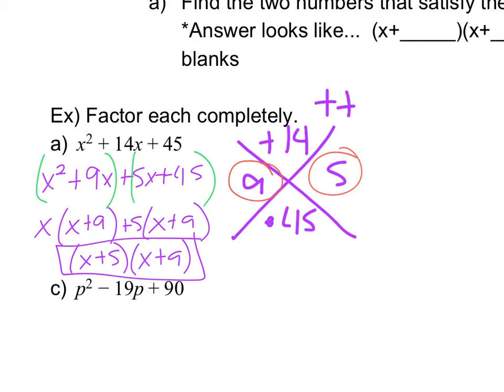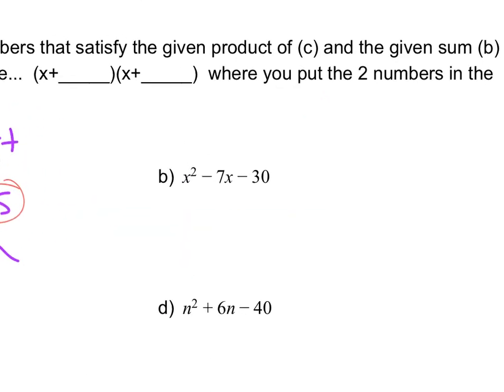So if you wanted to skip the factoring by grouping step, I'm okay with it. But that only works whenever a is equal to 1, meaning that there's no number out here. So it's up to you. If you want to just stick with the factoring by grouping, it works every time. If you want to do the shortcut, do the shortcut.